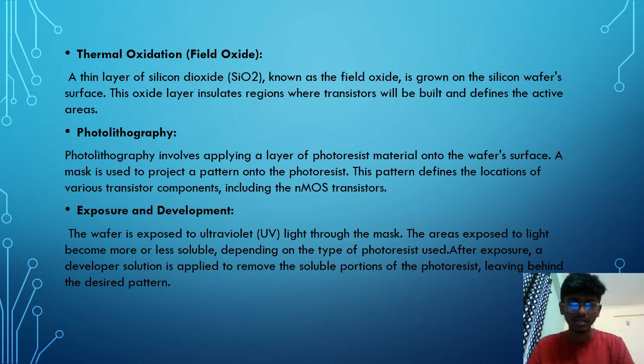The wafer is exposed to ultraviolet UV light through the mask. The area exposed to light becomes more or less soluble depending on the type of photoresist used. After exposure, a developer solution is applied to remove the soluble portions of the photoresist, leaving behind the desired pattern.